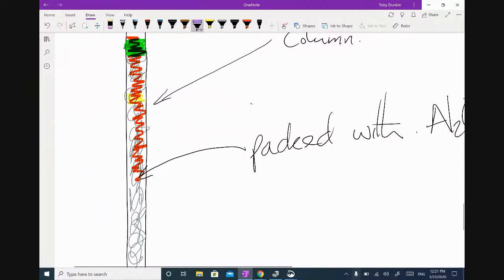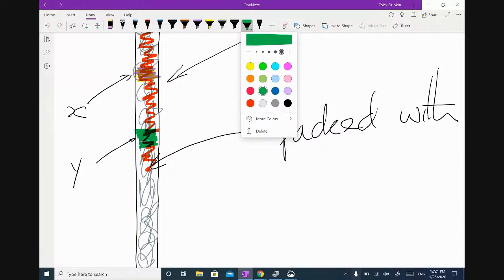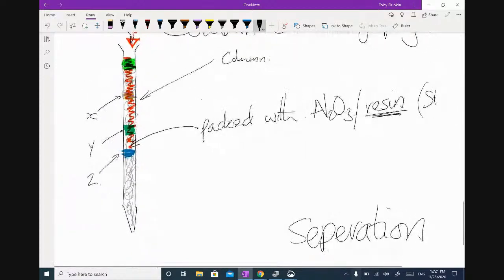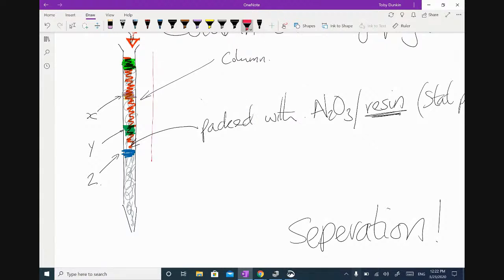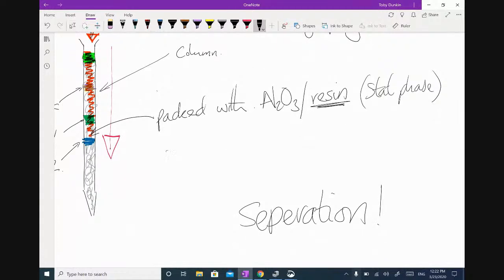So I need to try and make these a bit darker. So let's call this one, the purple one, what did I put in there, X, Y, and Z? The purple one is X. Then the dark green one is going to be Y. And then the dark blue is going to be Z. So what you can see is, as the solvent is moving down, it pushes them through and separates out the substances. And what you realize is that some move faster than others. So what we now say is they have different retention times.